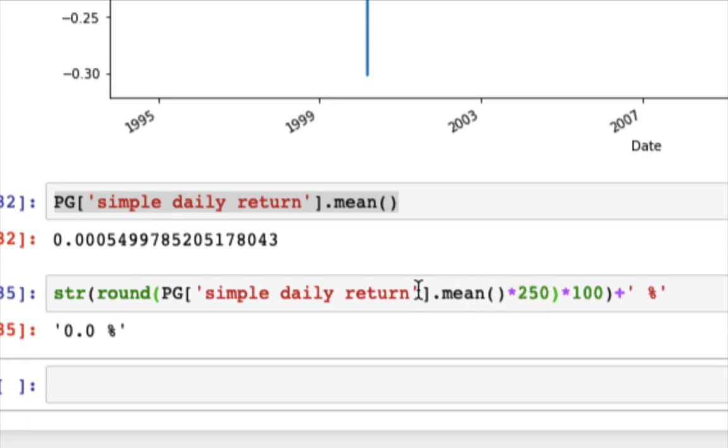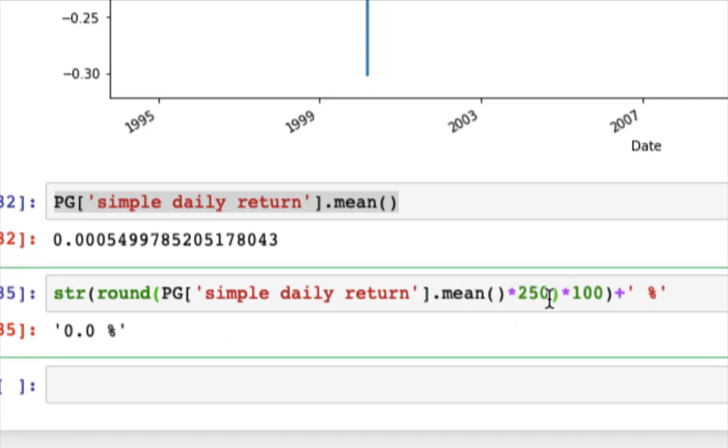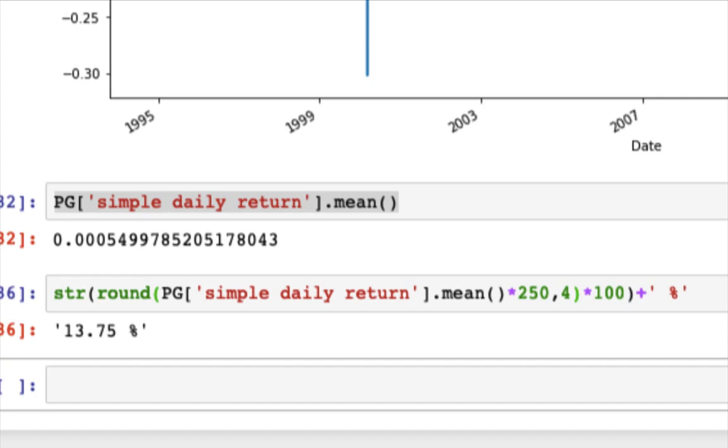Oops, too much. I round it to 4 digits. Okay. 13.75%. This is the yearly stock market return, calculated with this bad formula.